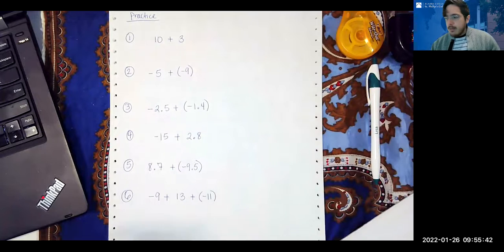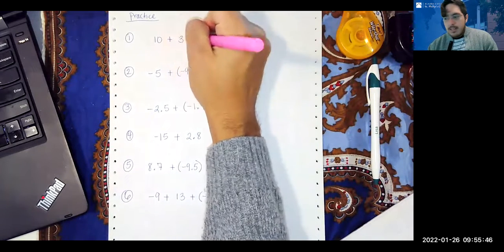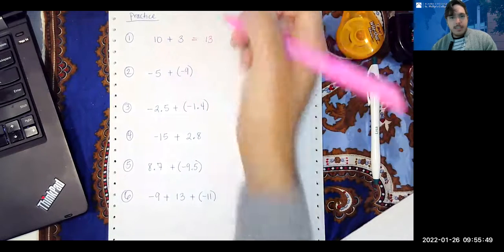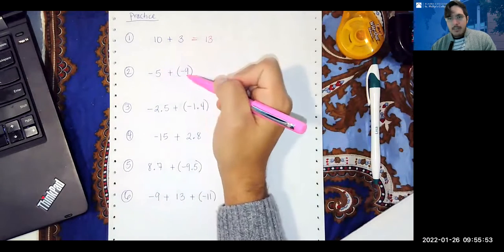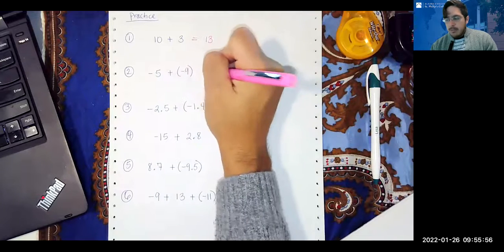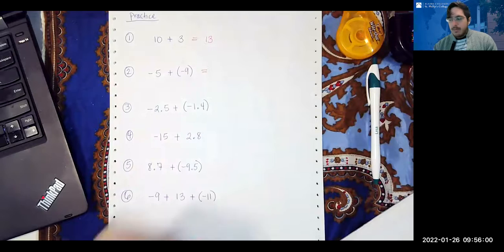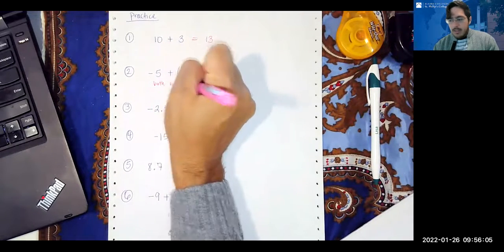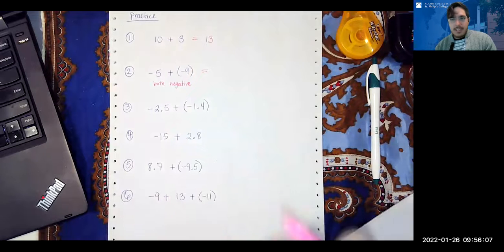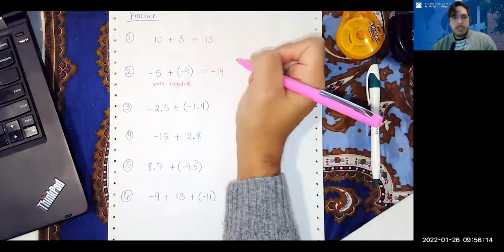I think the first couple were pretty straightforward, right? 10 plus 3 is 13. Didn't have to draw any number lines for that one. -5 plus -9. If we use our rule that we need to add the numbers and keep the common sign, these are both negative, so my answer should be negative. So I'm just going to take the numbers 5 and 9, add them together. That should be 14. But it should be -14.